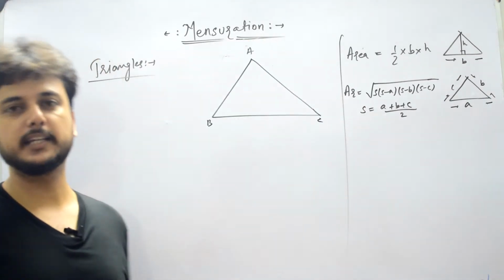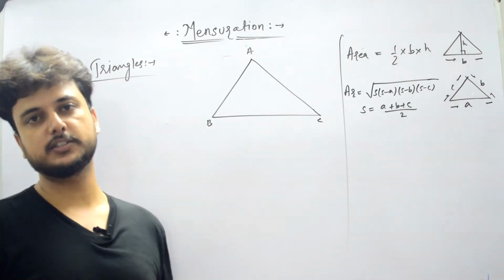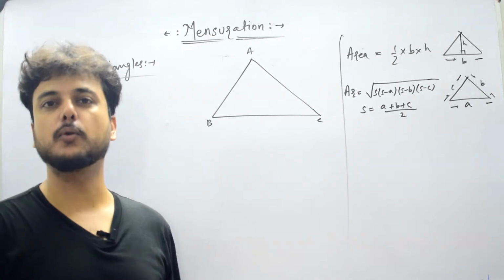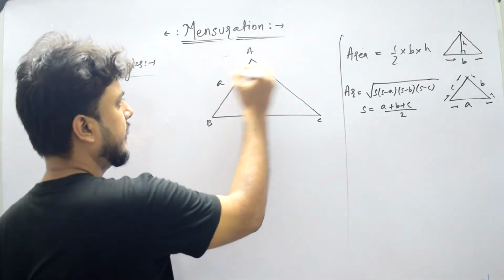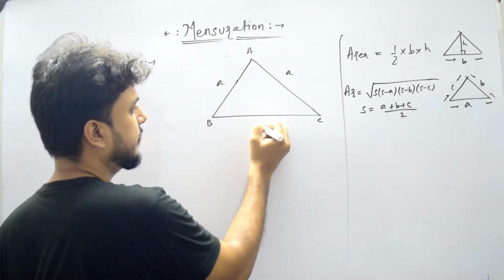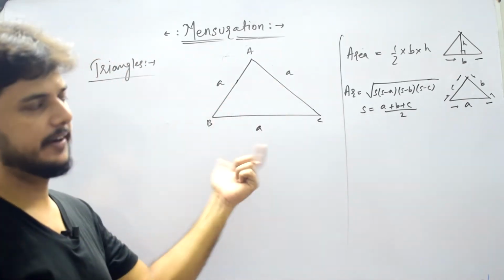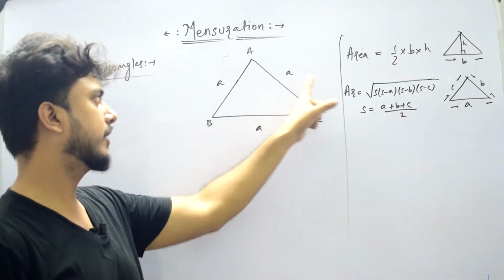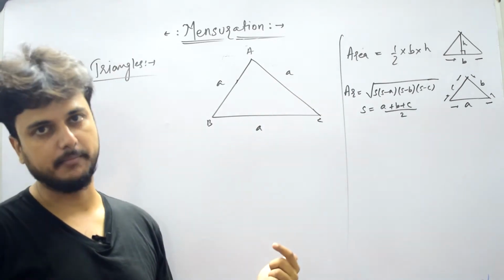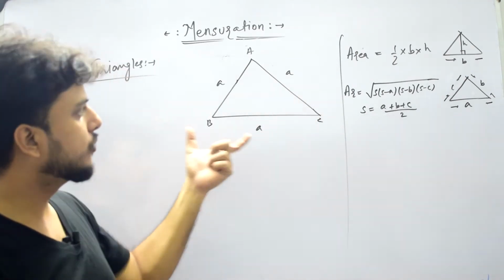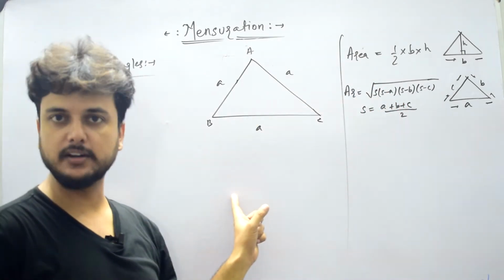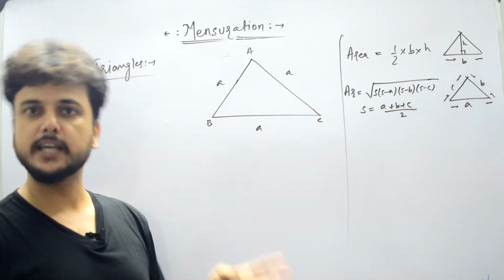Now let us see our next type of triangle, the equilateral triangle. What is an equilateral triangle? It is a triangle whose three sides are all of equal length. Suppose we letter each side as A. Equilateral triangle has all sides the same. We can use the Heron's formula which we just learned to find its area, or we can use another method.